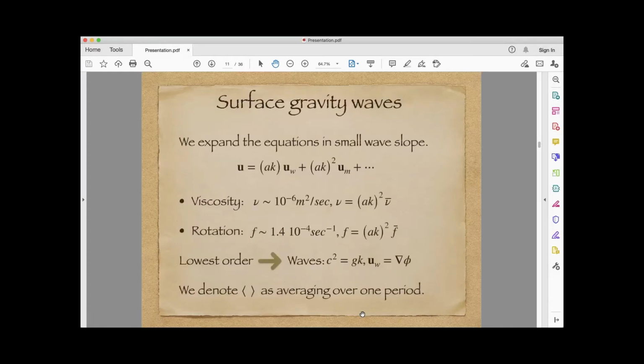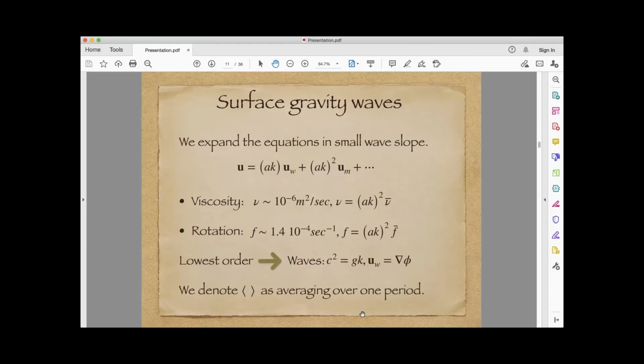We first expand the equation in terms of the small slope limit. I write my velocity field in terms of AK times the velocity field associated with the waves, and AK squared times the velocity field associated with the mean flow. We have some physical parameters. For example, the viscosity is 10 to the power minus 6 meters squared per second, which I take to be second order in AK. The rotation of the Earth, as I said, is quite small compared to the typical time scale variation of these waves. So F, for example, is of the order of 10 to the power minus 4, and again we can take it to be second order in AK.